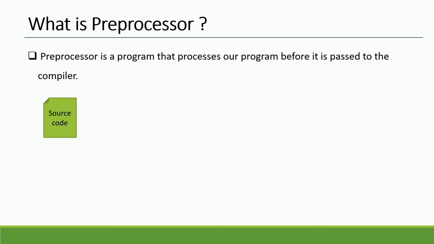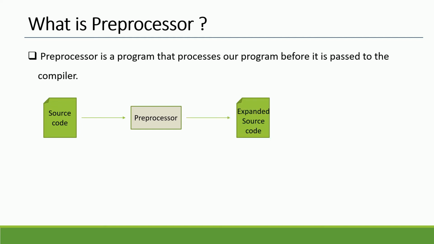Assume that this is the program that we have just created. This file is known as source code. This source code is passed to the preprocessor and then the preprocessor goes through this source code. Remember, the preprocessor only goes through those instructions which begin with the hash symbol. After going through the source code, the preprocessor replaces the statements that begin with the hash symbol with predefined code and creates an expanded source code. Then this expanded source code is passed to the compiler and the compiler executes it.